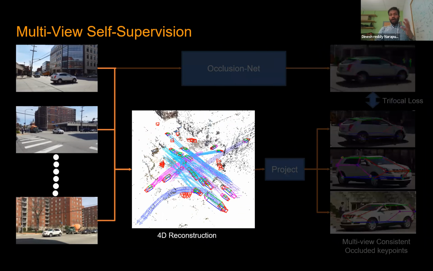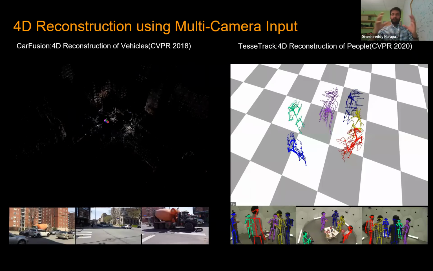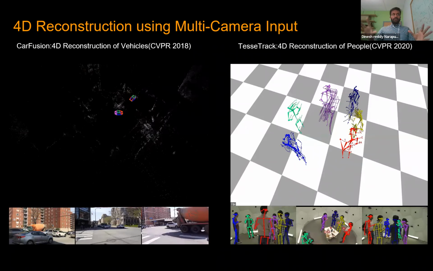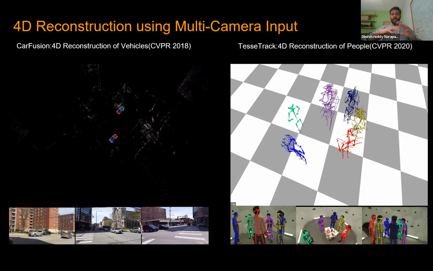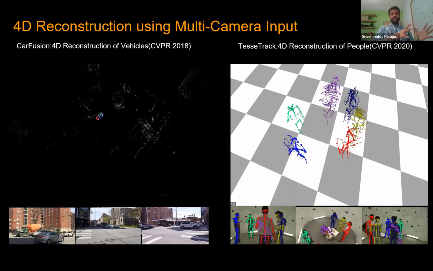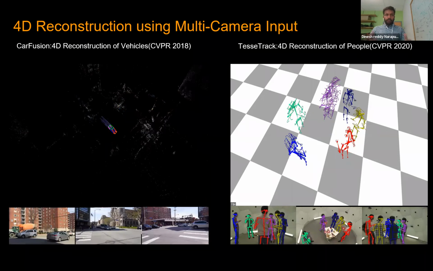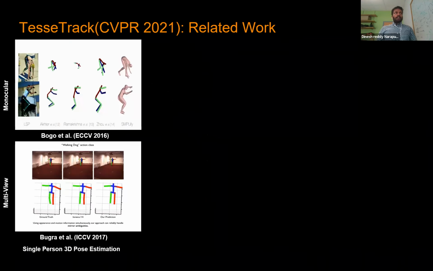So let's go into how I do 4D reconstruction. This is one of my papers, which I'm going to talk about now. So given all these videos, we are able to do this accurate reconstruction of people and cars. I'll be talking more about this work at this point. So this is what we call TRACK, which was published at CVPR 2021.